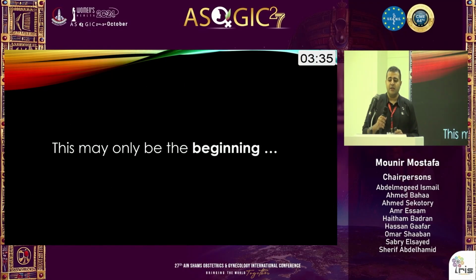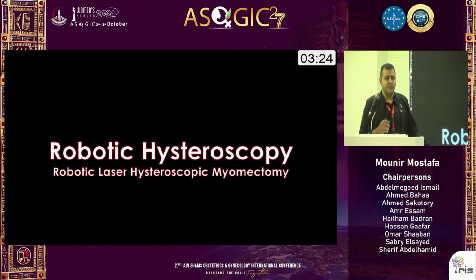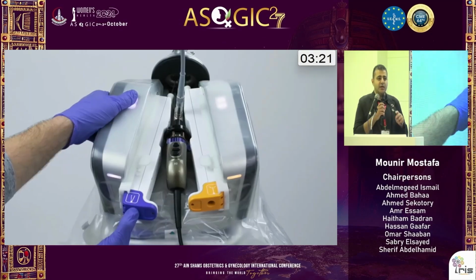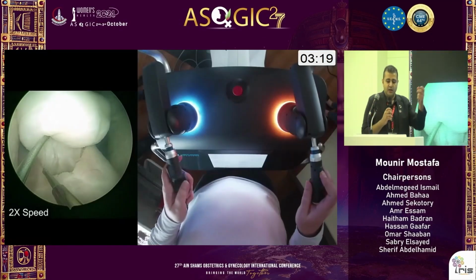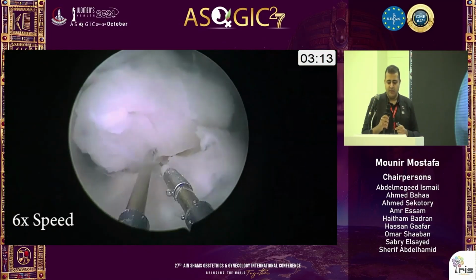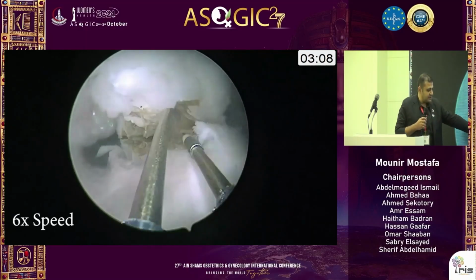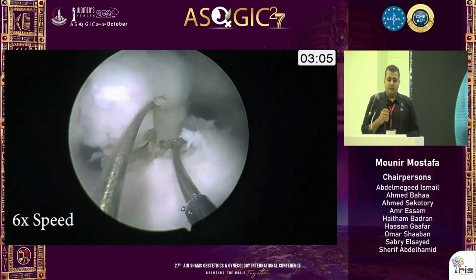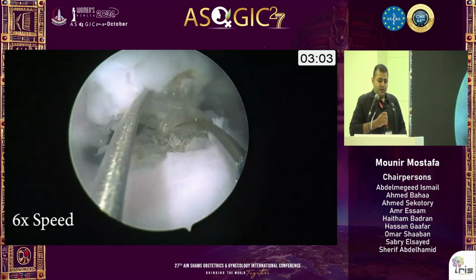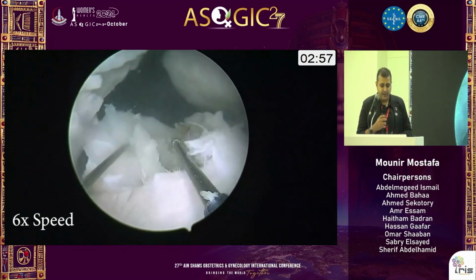This may only be the beginning. Less than 1 year ago, we had the first video of robotic hysteroscopic myomectomy using the laser. This was done in the USA under very special tests, so it's not available for sales, and it's not yet available. This is a guiding probe, a manipulating probe. This is a laser probe. And the myoma is here rolled up by the probe and cut with the Nd:YAG laser.